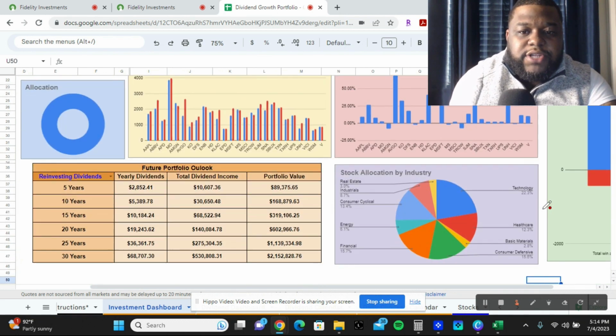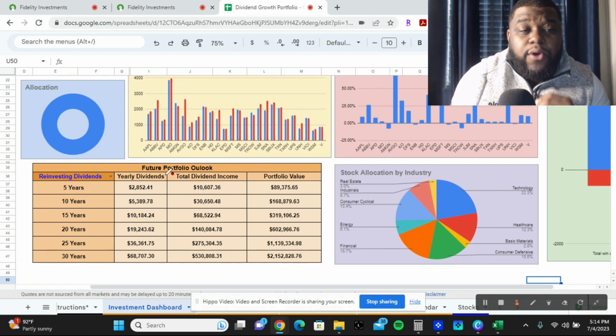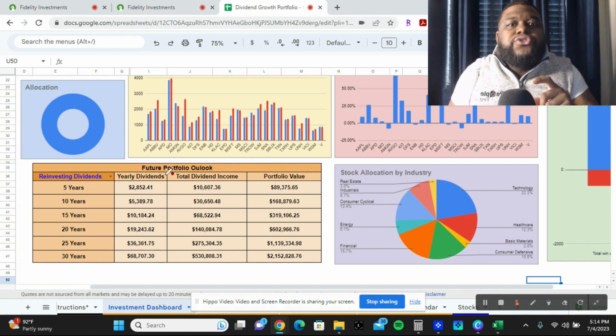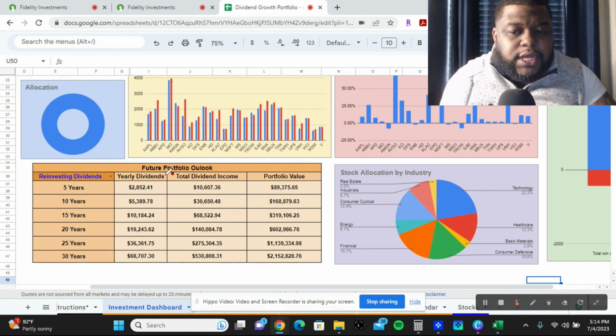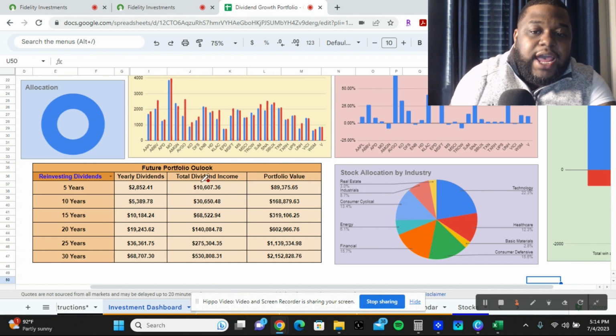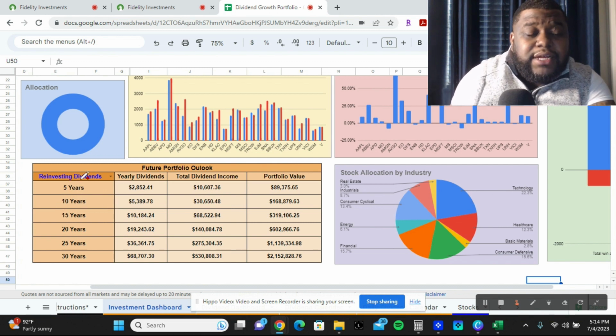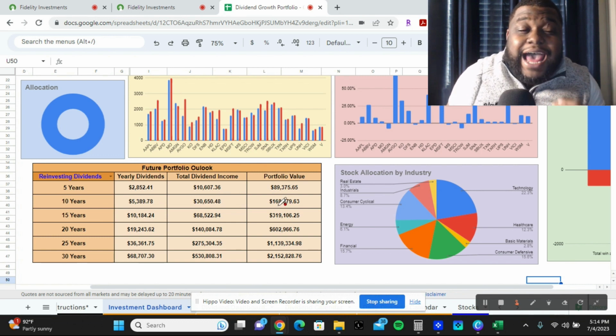Right here, this shows that if I wanted to just reinvest my dividends, and I didn't add any extra money into my portfolio and let it grow organically, within 5 years I would have a portfolio value of $89,000 and dividend income of $10,000. And then with 10 years of reinvesting dividends, my portfolio would be roughly $168,000. And this would mean not adding any other cents.